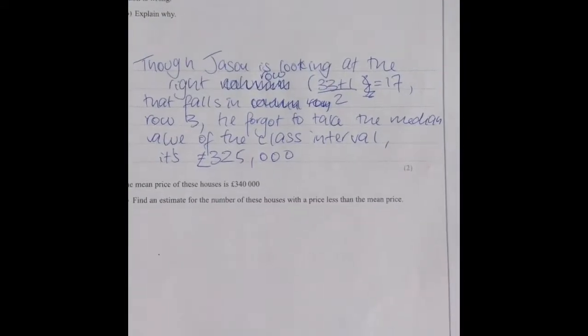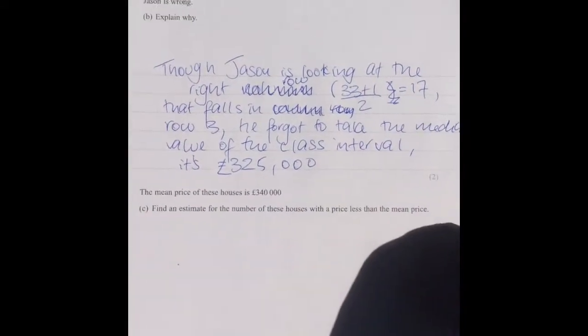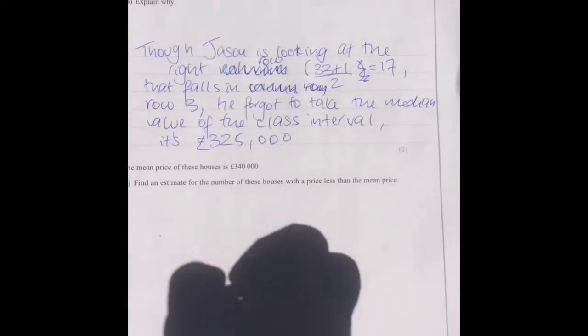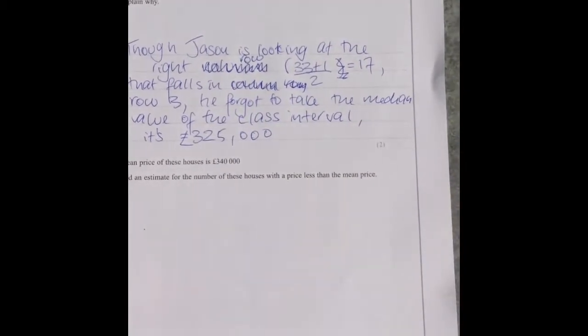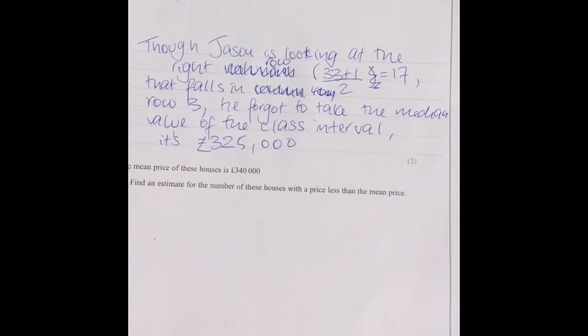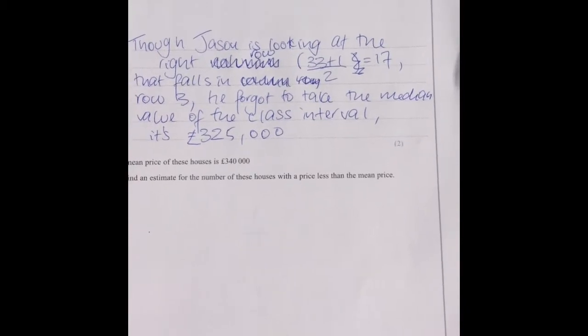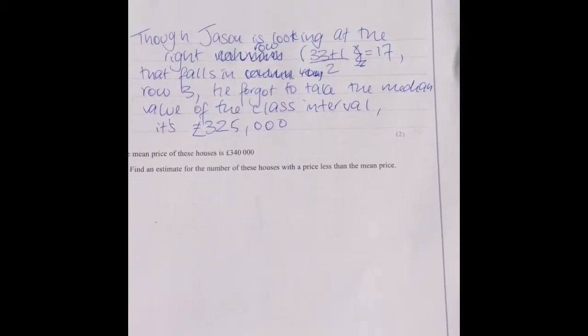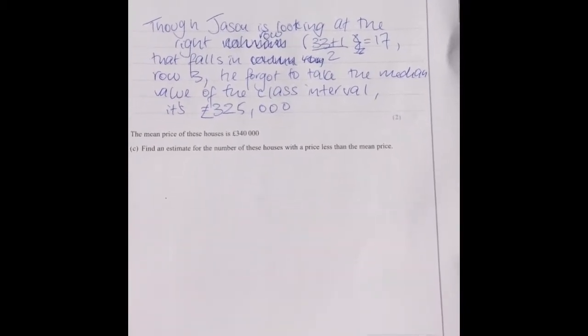So now we just need to explain that here. I have given an answer where I have said, though Jason is looking at the right row, 33 plus 1 over 2 is 17, and that is the third row, row 3. He forgot to take the median value of the class interval, so it's 325,000. So that is a way that we can answer that question.